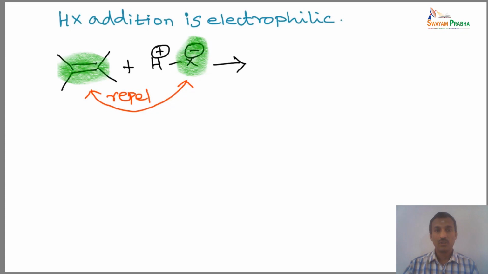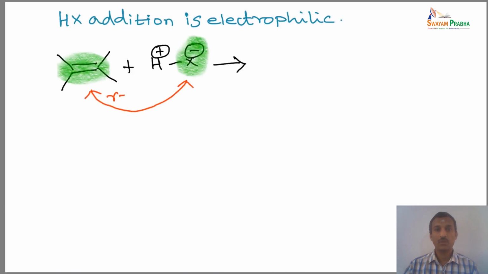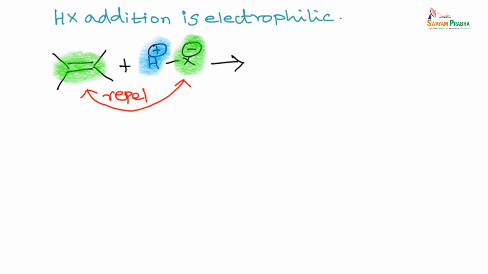Now, the HX bond is polarized towards the most electronegative element, because as we know, halogens are more electronegative. So the bond HX is always polarized towards the halogen, so there is more electron density around the halogen atom. Because of this, the HX bond cleaves in a heterolytic way. When it cleaves heterolytically, we have two species. One is an electron-rich species, that is X minus. Another one is an electropositive or electrophilic species, H plus.